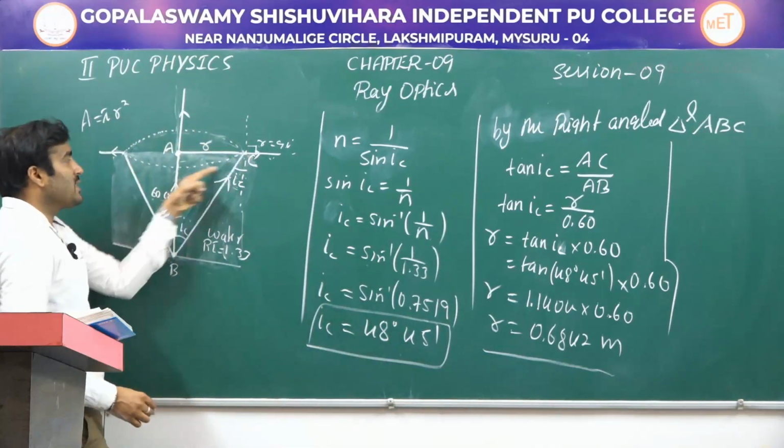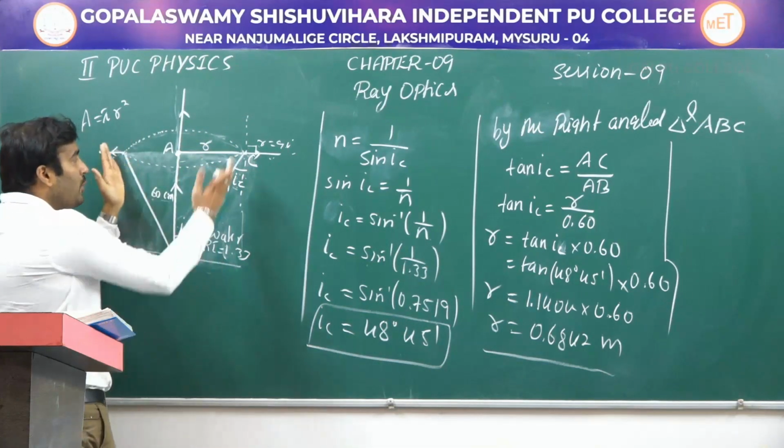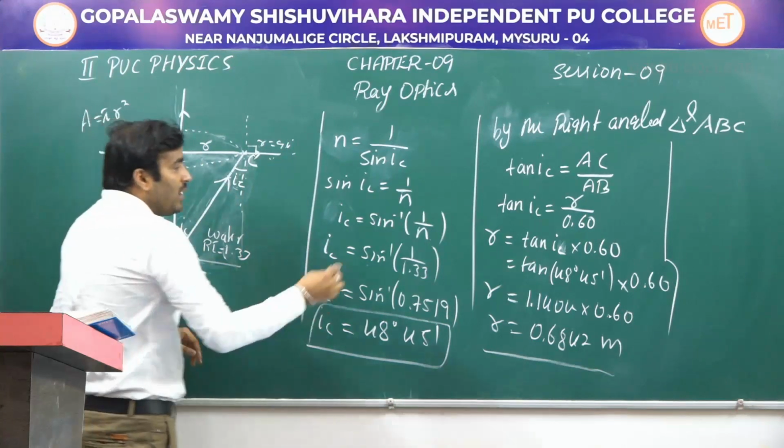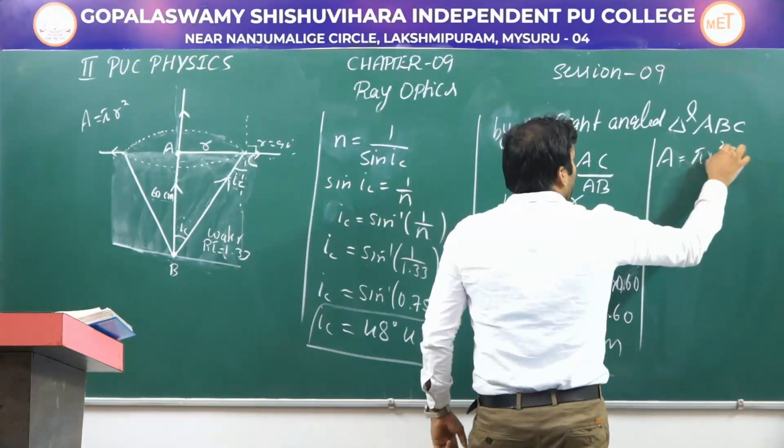So we got the value of R, and what we need to find is the area of this water surface up to which light can emerge out. So to find that, area is equal to pi r square.